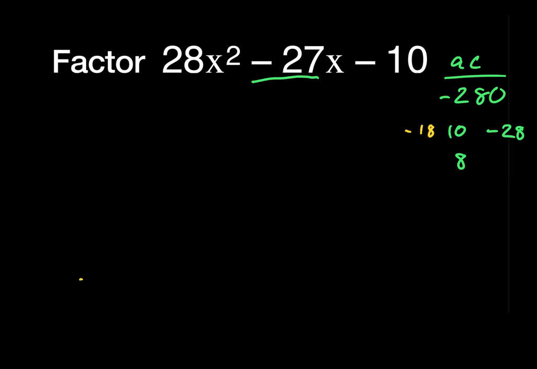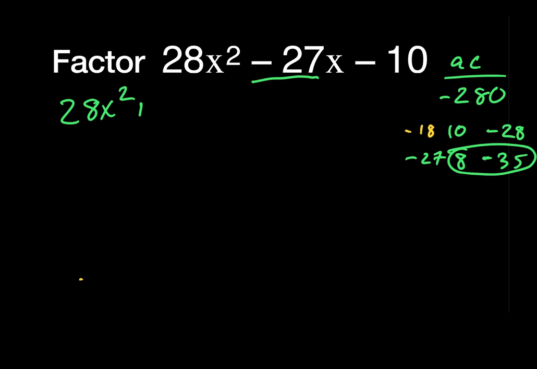Anybody going to check me on this? 280 divided by 8 is 35 times. Oh, 35. And then one of them has to be negative, so that 35 is negative because they have to add to a negative. Negative 35 and 8 is negative 27. So this is my pair of numbers. So that middle value, 28x, will be split into plus 8x and minus 35x.